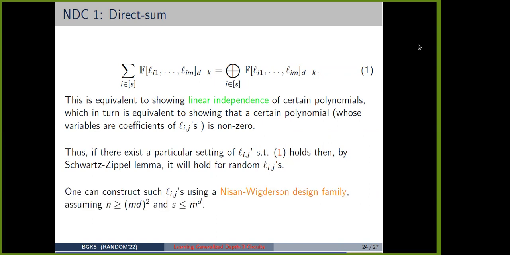And we construct that set of Li's using the Nisan-Wigderson design family. So these are the conditions that we get from the design family, which also come up in our main theorem. And you can imagine that if these are disjoint sets of linear forms, if you look at the vector spaces, the monomials they generate, since the intersection of this design family is limited, they cannot cancel one another. So there will be a direct sum structure, they will be linearly independent.